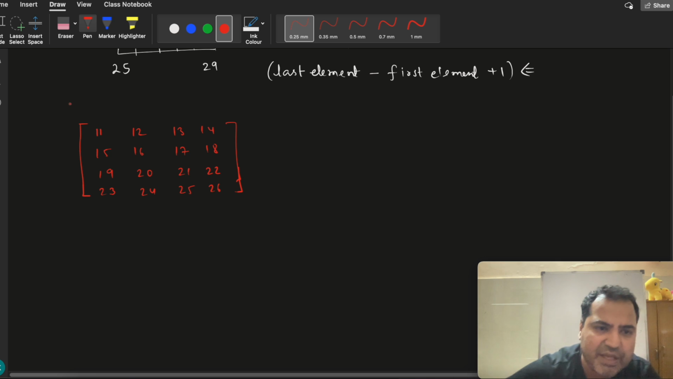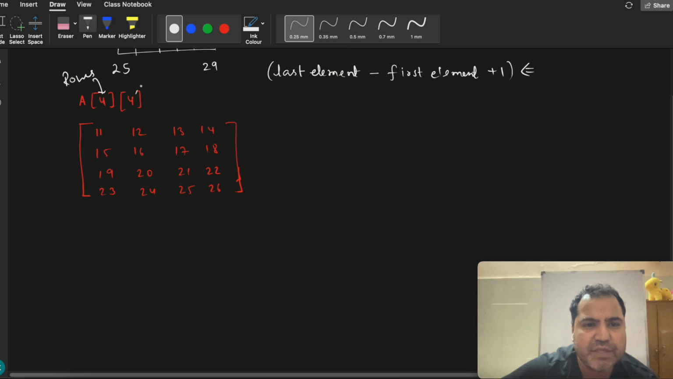So how do we declare it? If I keep the name of this array as A, I will write A, 4 comma 4. The first 4 means the number of rows, and the second 4 means the number of columns in a 2D array.